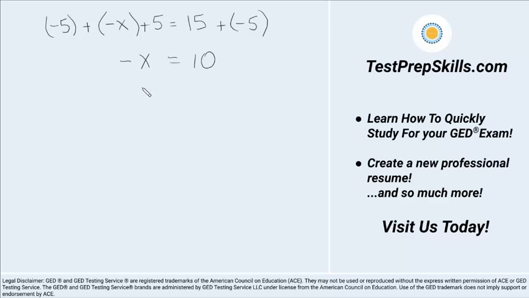But wait, we've not solved this problem, have we? Because we're not looking for what negative x is equal to. What we're looking for is what x is equal to, and x is the same thing as saying positive x. But we don't have that, we have a negative. So we need to do one more thing. We need to move this sign, similar to how we moved the term.